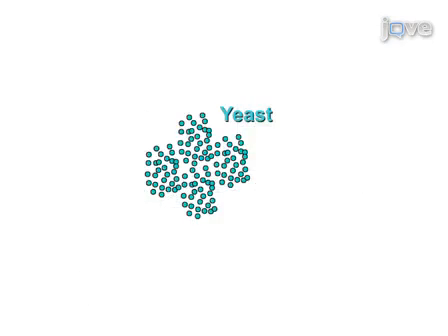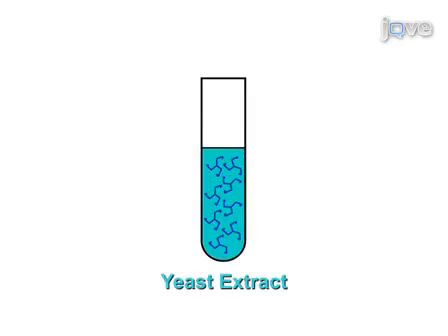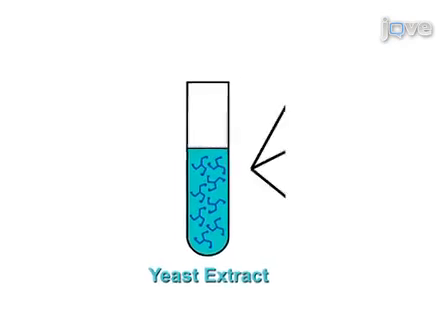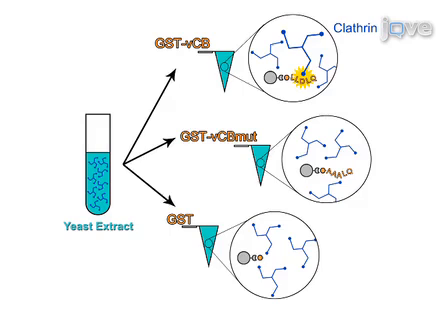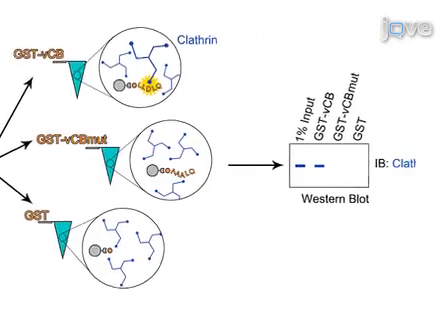Second, yeast cytosolic extracts are prepared from wild-type cells as a source of clathrin, and GST-VCB fusion protein pull-down assays are performed to examine clathrin-VCB interaction in vitro.